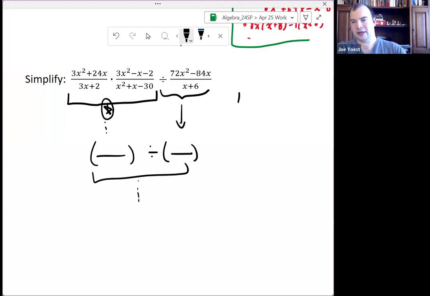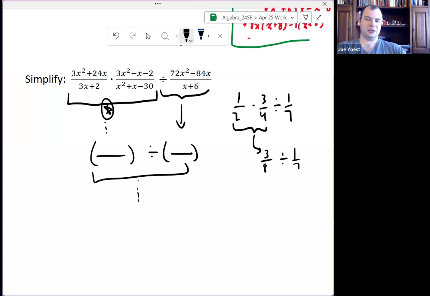Similar to how if I had like 1/2 times 3/4 divided by 1/7 or something, I could just do 1/2 times 3/4 first and get an answer. What would that be? 3/8, and then divided by 1/7. And then I recognize this pattern.